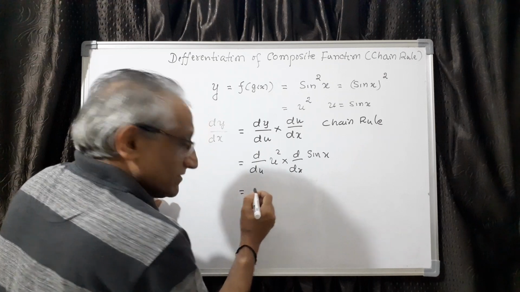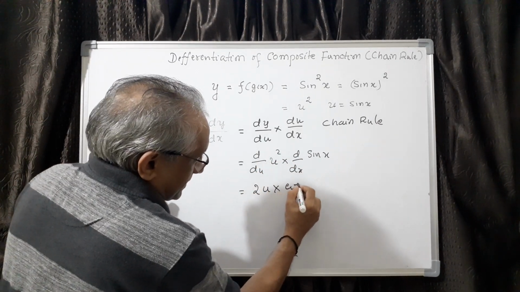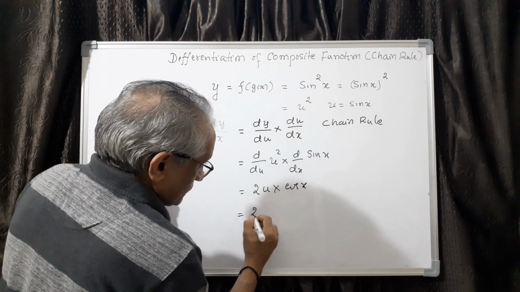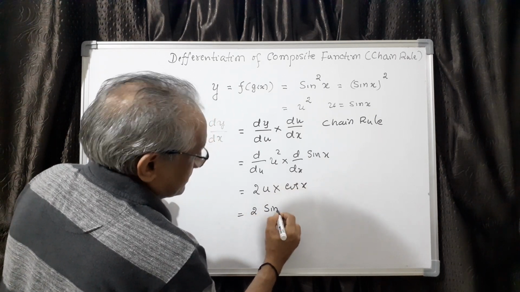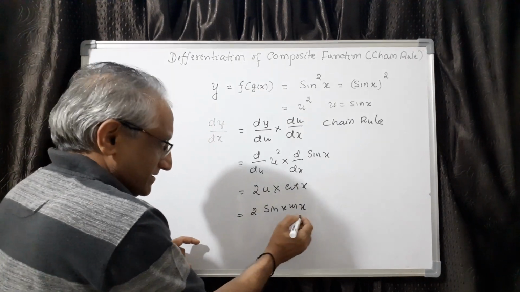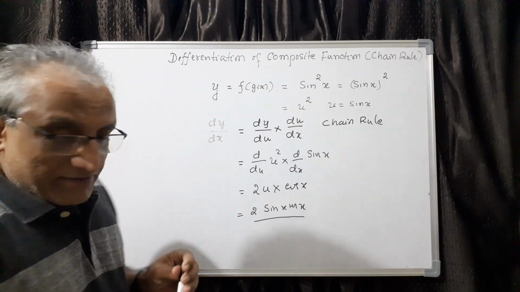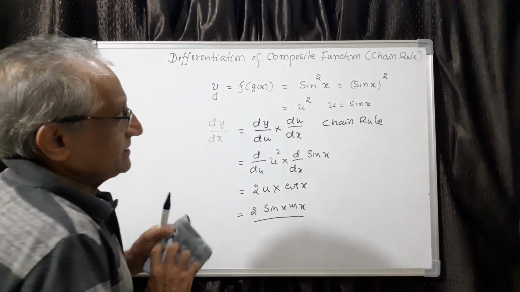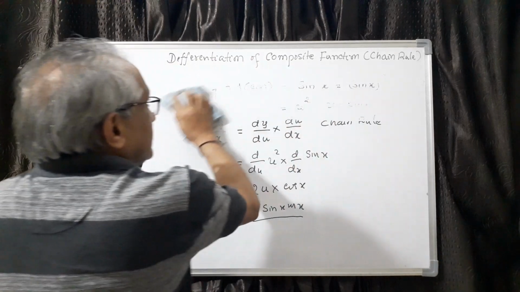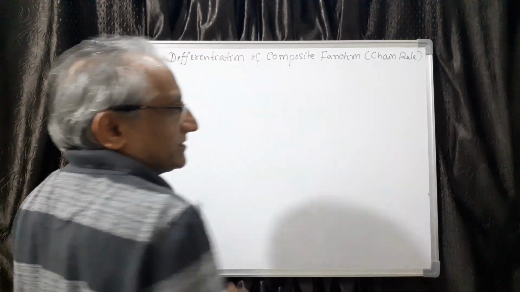Then, as usual, you have to do the remaining. Say this is 2u and this is cos x. So the final answer is 2 sin x cos x. Of course, you can also write it as sin 2x, not necessary. This is our answer. So this is actually chain rule. But let me first give you the definition, the meaning of this chain rule, and then we shall work out by that formula.